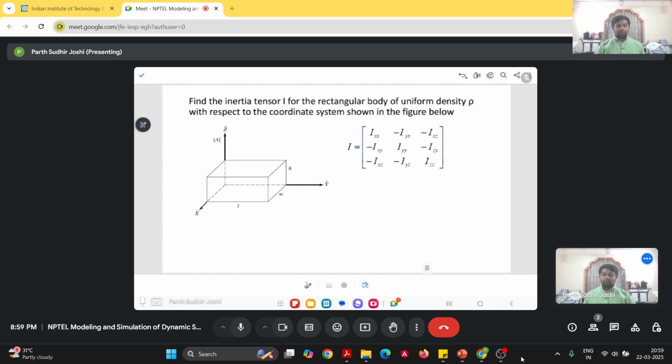Now next we come to this question where we have to find out the inertia tensor for a rectangular body of uniform density rho with respect to the coordinate system. So here we have to find out each of these terms, which are the products of inertia and the moment of inertia about each of these axes. The general equation for the moment of inertia is basically the integral. For any given differential element, it is integral r square into dm for any infinitesimal mass.